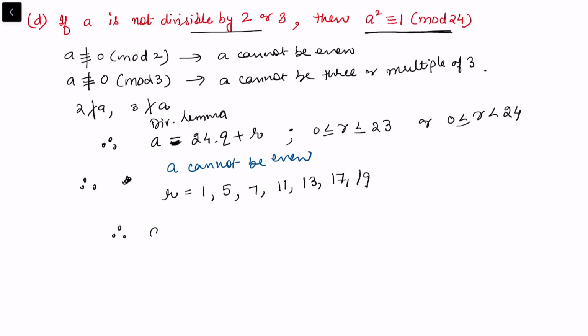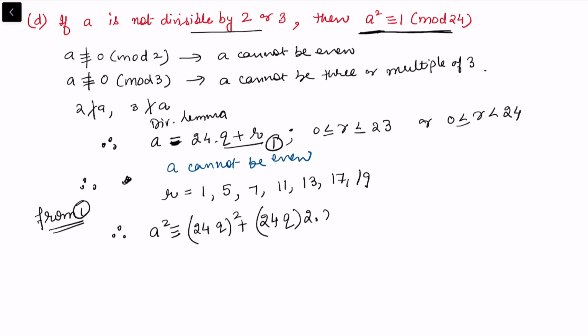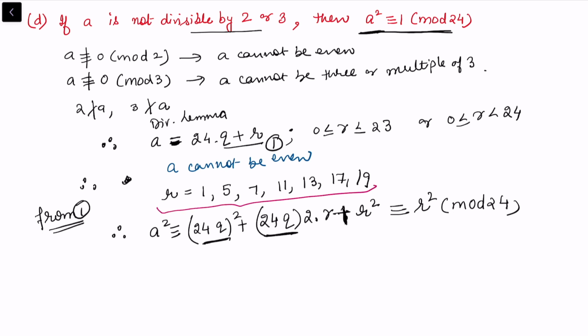And so a square, because we want to conclude for square, a square is congruent to, squaring this quantity from equation number 1, I'm squaring on both sides. 24q square plus 24q into 2 and then into r. This is the formula 2ab, plus r square. Now both terms contain 24, so this is simply congruent to r square mod 24. So our result depends upon only r square. Now taking different values for r which I have listed here, we'll conclude about this.